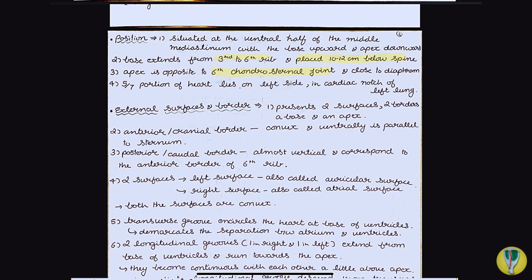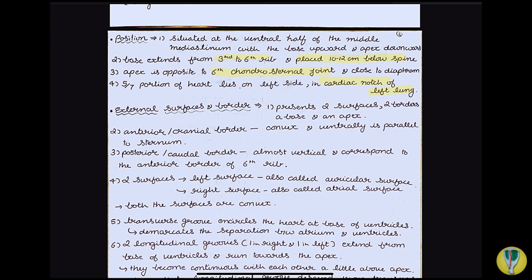A quite significant portion of the heart lies on the left side and in the cardiac notch of the left lung. So where is the heart situated? It is tilted towards the left side in the cardiac notch of the left lung. One thing that I want to clear here is that in humans, we say the left heart is on the left side and the right heart is on the right side. So if this is the heart and these are the chambers, the left atrium is on the left, and the right atrium is to the right of the left atrium, right?